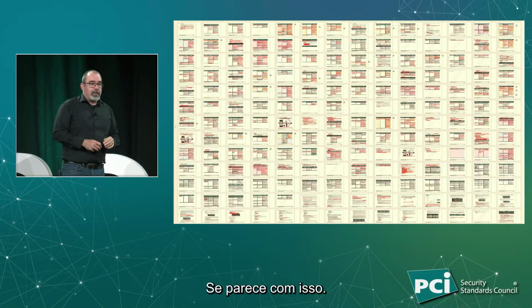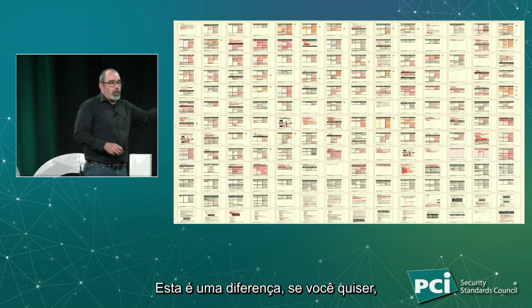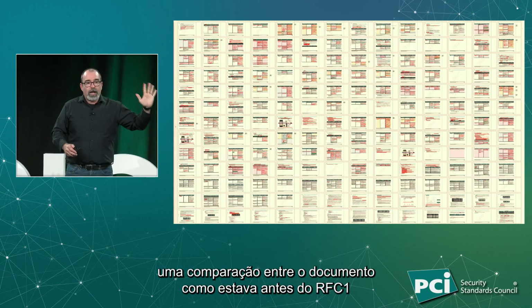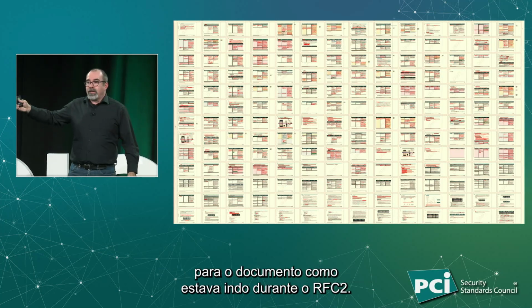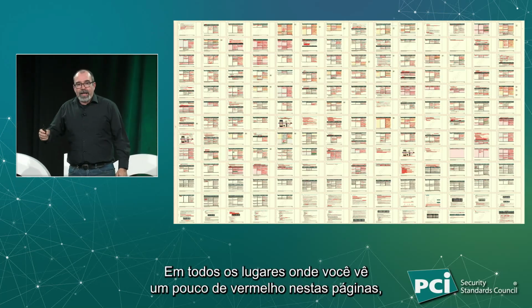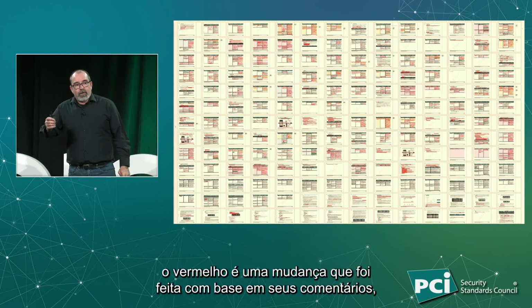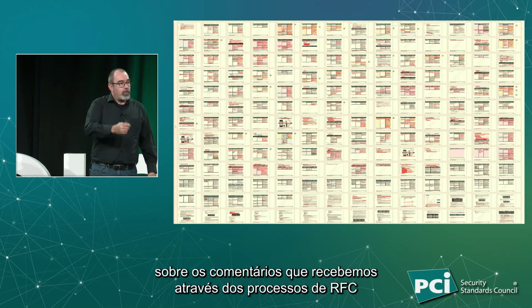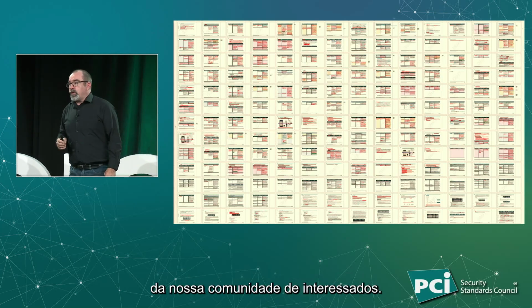What does that look like? It looks like this. This is a diff, if you like, a compare between the document as it stood before RFC 1 to the document as it stood going into RFC 2. Everywhere where you see a bit of red on these pages, that red is a change that was made based on your comments, on the comments we received through the RFC processes from our stakeholder community.